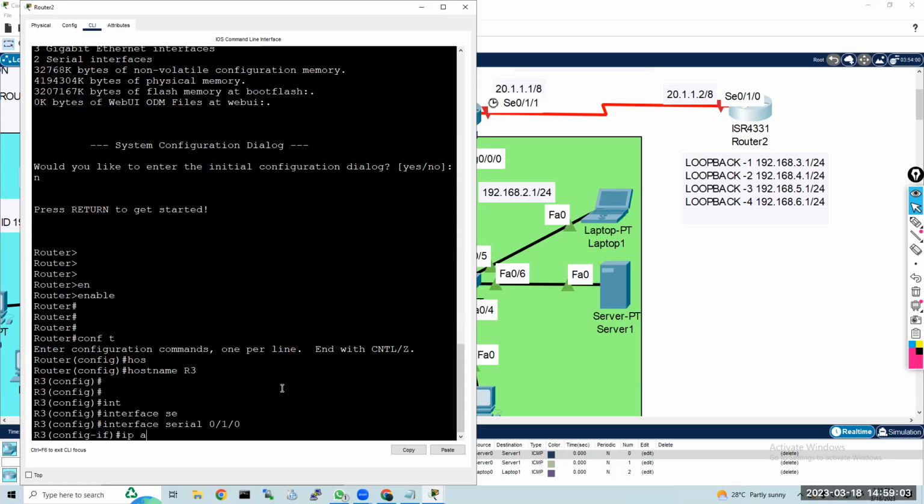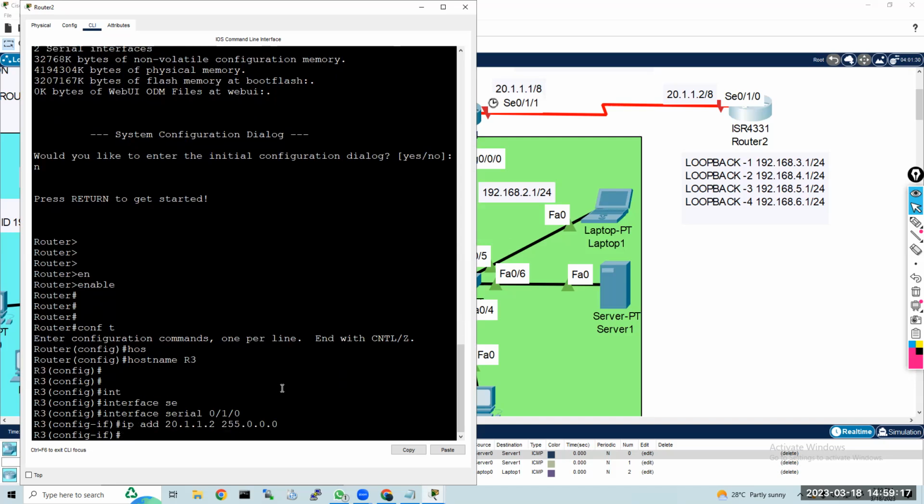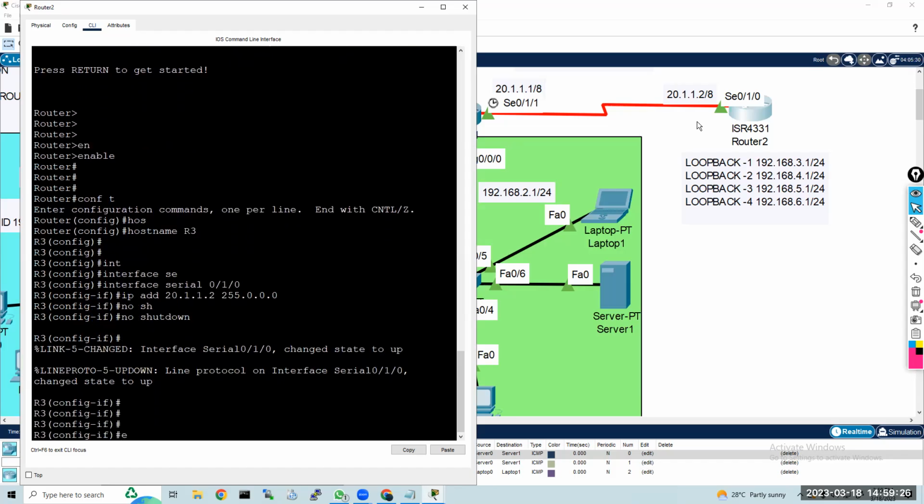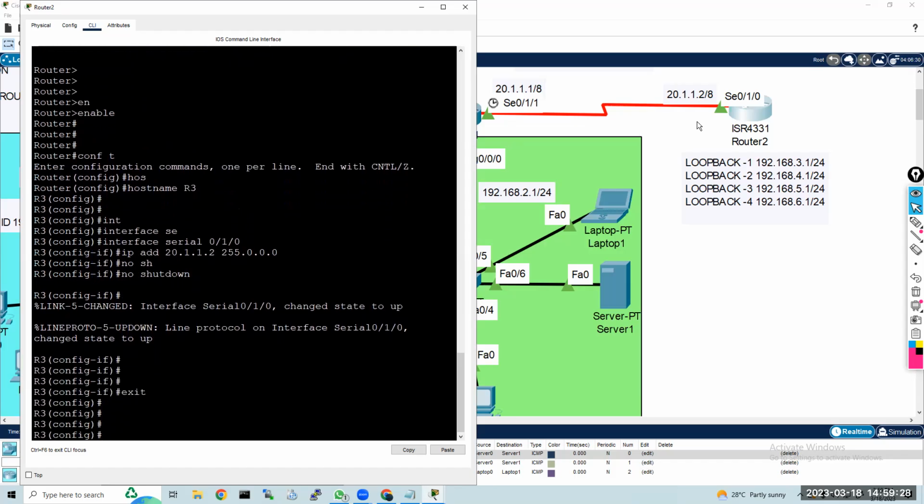Okay, what is the IP address? 20.1.1.2. Okay, what is the subnet mask for this? 255.0.0.0. Yeah, so I say no shut. We can see the interface is coming up, right? Okay, what next should I do now? What is the next step?